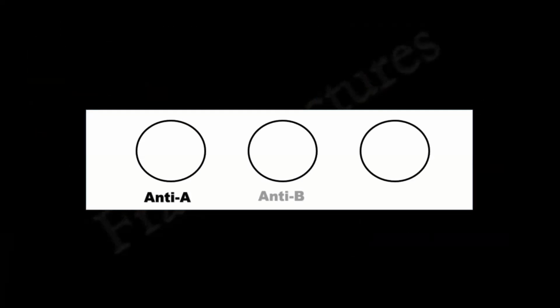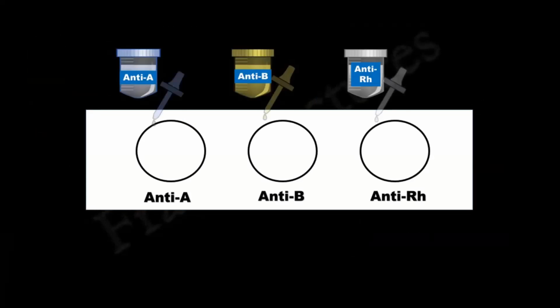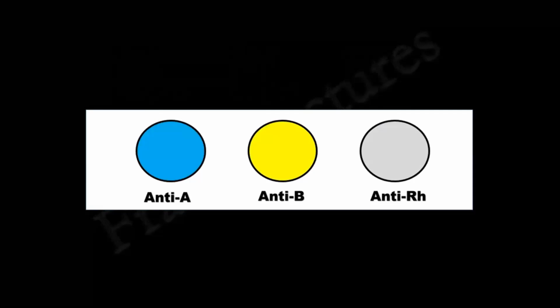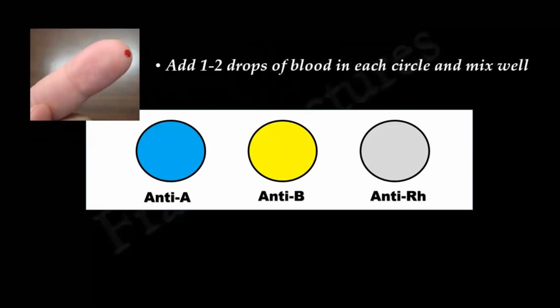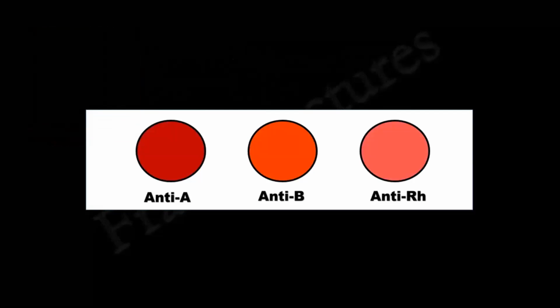We will take a clean glass slide and mark 3 circles. Label them as anti-A, anti-B and anti-Rh. We will put a drop of each reagent in the respective labeled circle. Next, we will add 1 to 2 drops of blood in each circle. We will mix the reagent in the blood and observe the slide after some time. Agglutination, that is, visible red granules, will confirm the presence of antigens. No agglutination means the antigen specific to the target antibody is absent.